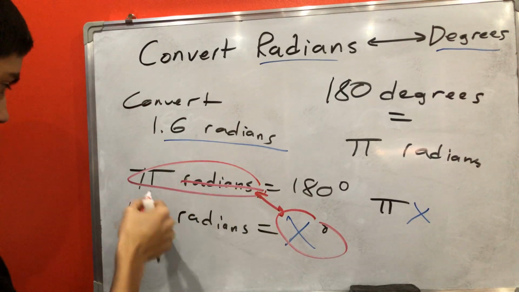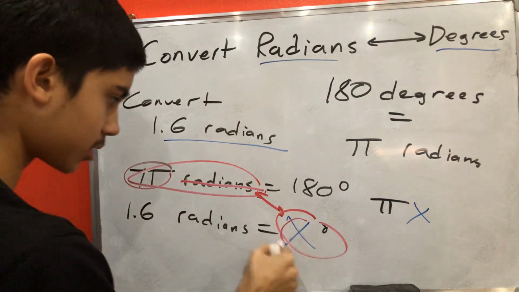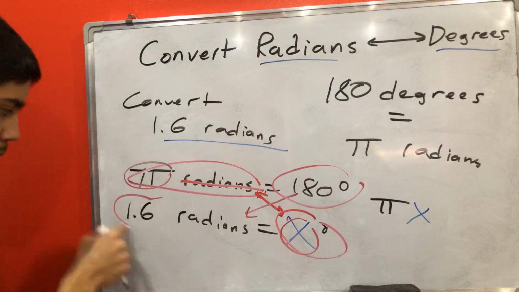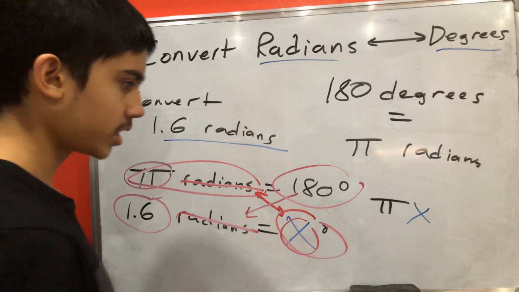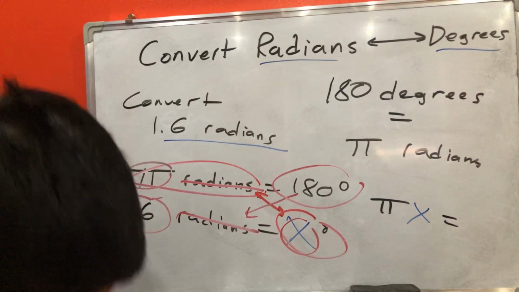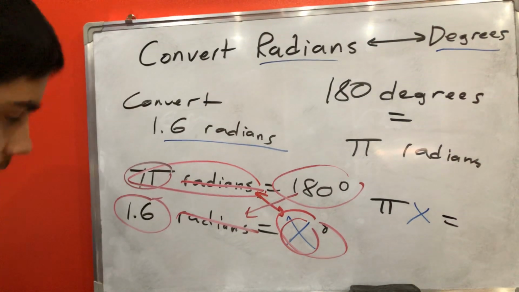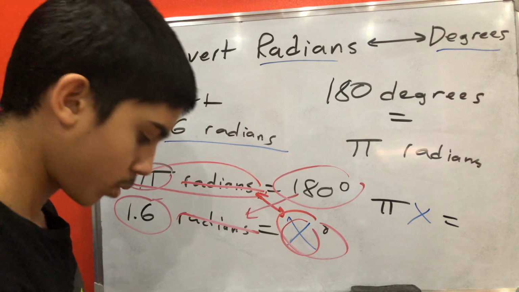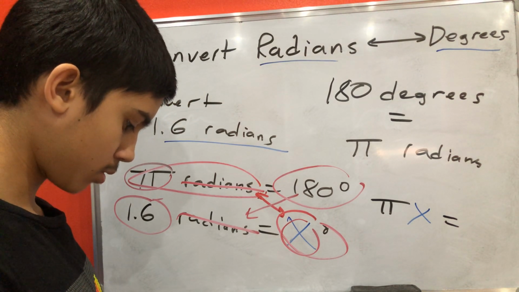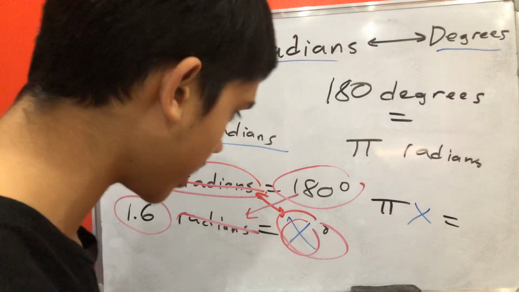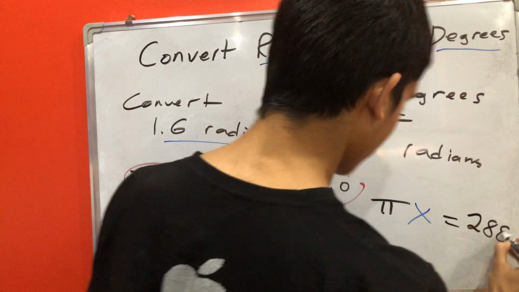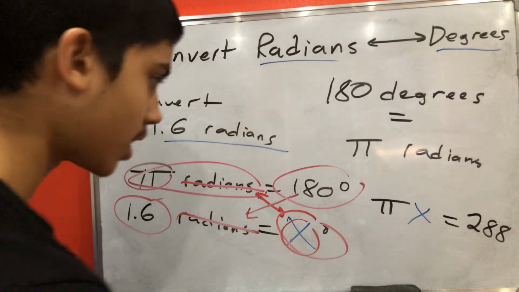We're not going to look at the units, we just look at the value. So pi x, and then we cross multiply 180 with 1.6. 180 times 1.6, what is that? Let me get a calculator. 180 times 1.6 is 288, okay? 288. And if you don't have a calculator, you could just do that by hand.